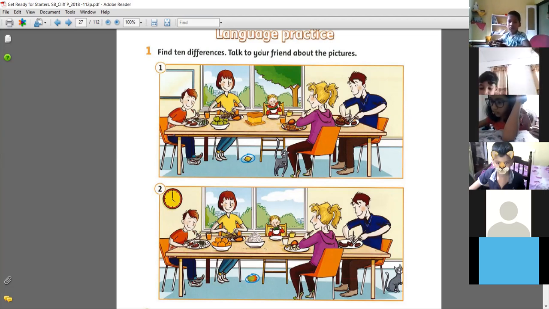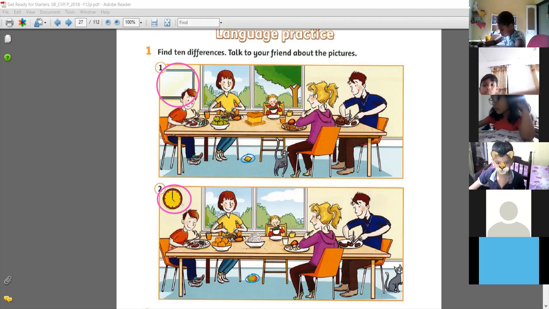After that, I'm going to tell you to do this. You want to mark the differences like this. You want to circle it like this. Here you can see a board. Here you can see a clock. That is the first difference.